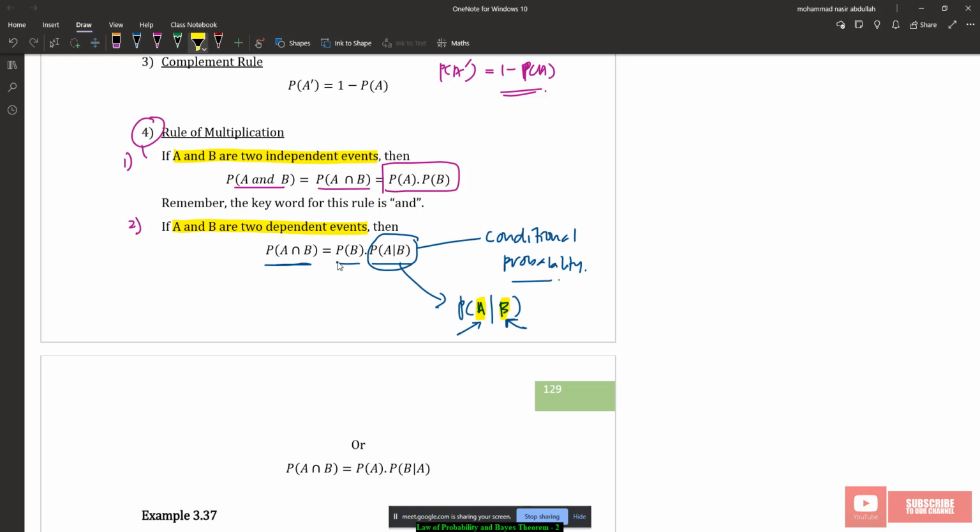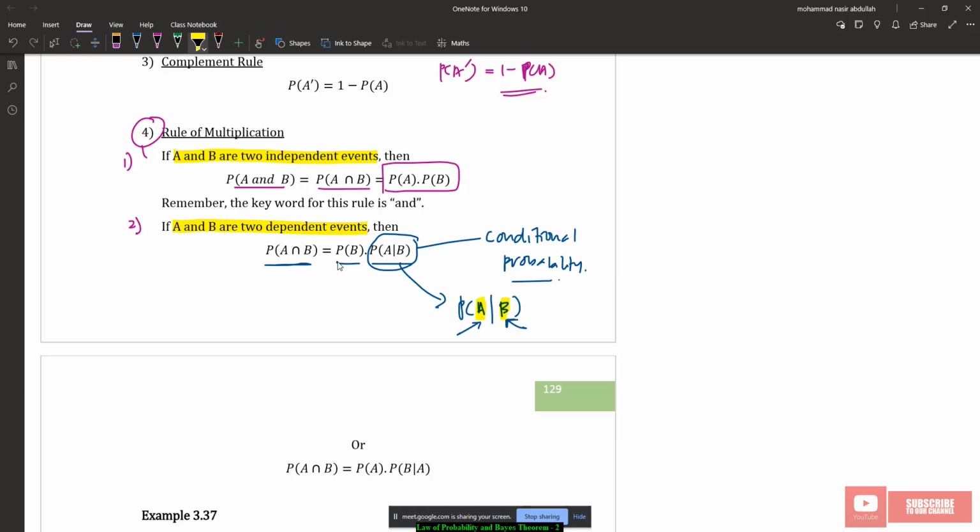Macam contoh saya bawa tadi lah, right? I dah pergi makan that restaurant. This event sudah berlaku. So I bagi tahu dekat Ali. So we want to know what is the probability Ali akan pergi that restaurant. Right, in the mathematical form, this is what we call conditional probability.